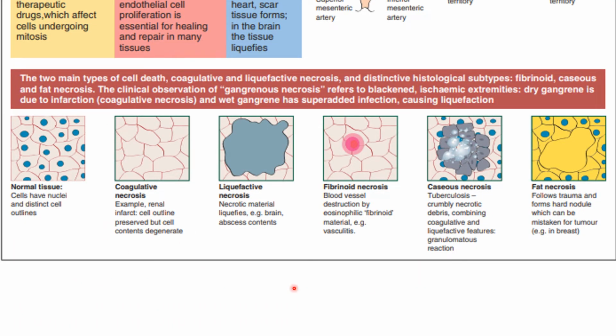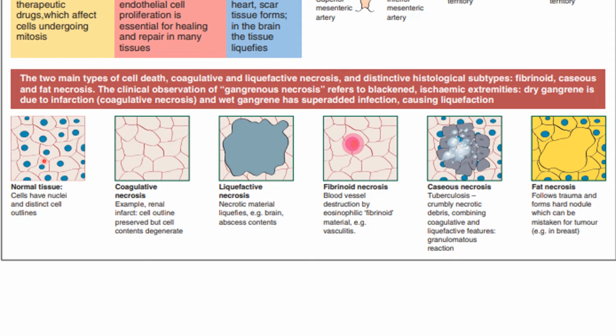There are two main types of cell death: coagulative and liquefactive necrosis, and distinctive histological subtypes: fibroid, caseous, and fat necrosis. The clinical observation of gangrenous necrosis refers to the black ends of ischemic extremities. Dry gangrene is due to infarction. Infarction is coagulative necrosis, and wet gangrene has a superadded infection causing liquefaction.